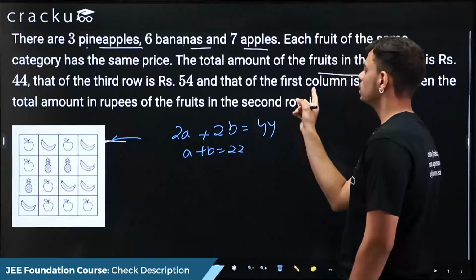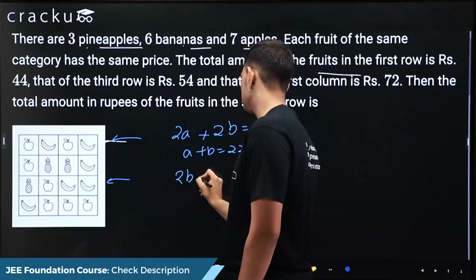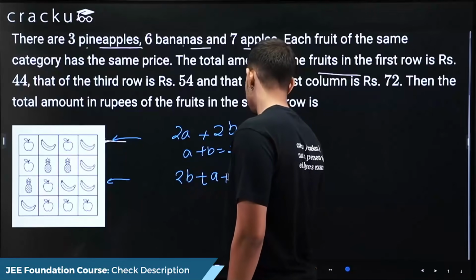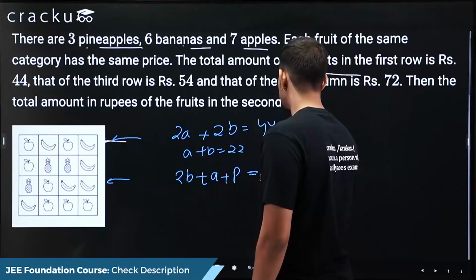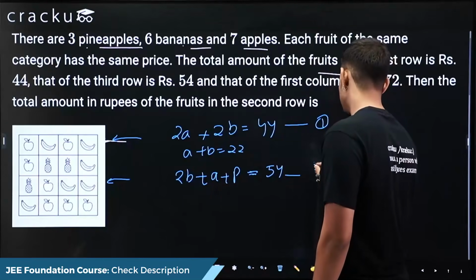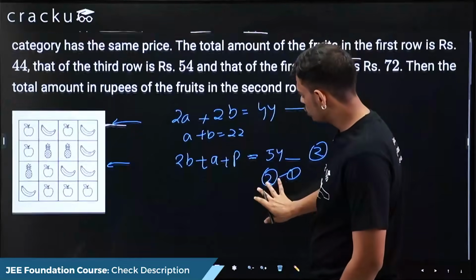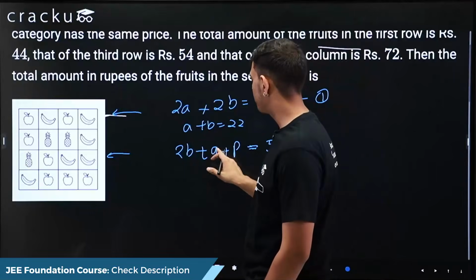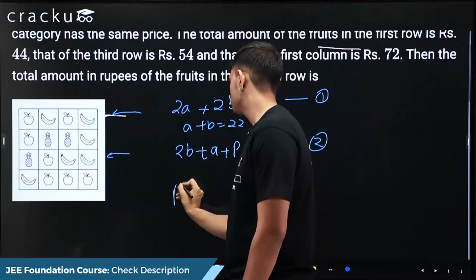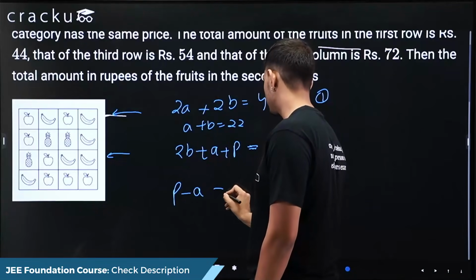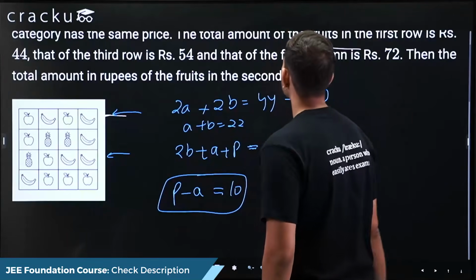Now in the third row, the amount is 54, this row. 2 bananas, 1 apple, and 1 pineapple amounts to 54. Suppose this was the first equation, this was the second equation. If I subtract first from second, I get 2 bananas minus 2 bananas, 0 bananas. 1 apple minus 2 apples is minus 1 apple, and plus 1 pineapple minus 0 pineapple. P minus A comes out to be 54 minus 44, 10. This is one thing that we can get from these two equations.